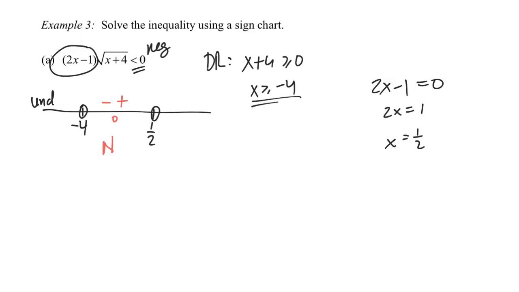If I plug in something bigger than 1/2, like 1, I'm going to get 2 times 1, which is 2, minus 1 is positive, and square root of 5, which is also positive, and so that is going to be a positive section. Now, look back at your inequality symbol. Because it says less than 0, we're looking for the negative sections. We are not going to include the zeros, and so the only thing a part of our answer is this interval right here, from not including negative 4 until not including positive 1/2.